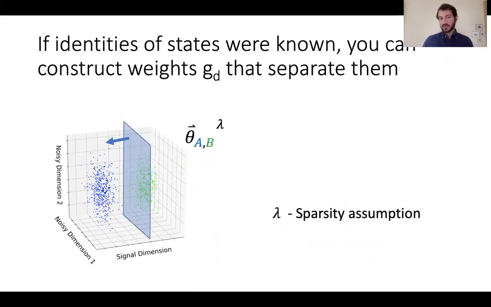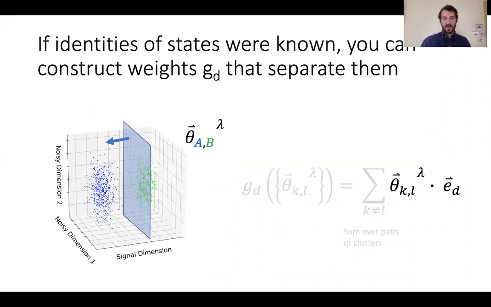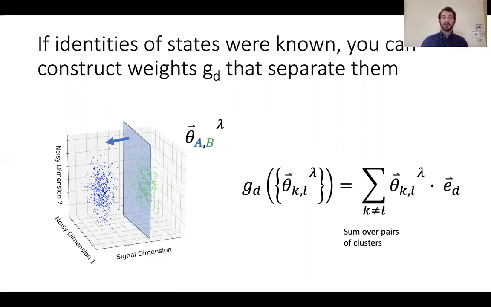But further, I have this sparsity assumption. I have this idea that only a few genes or only a few dimensions matter. And so I'm going to regularize this classifier so that it lives in a low dimensional subspace. Here you can see that I've drawn this simple example very cleanly so that you can see that the vector normal to this plane lives entirely in the signal dimension. Now I could go through and look at all my pairs of clusters and sum over my pairs and weight each dimension according to how much each classifier lives in that dimension, given the regularization.